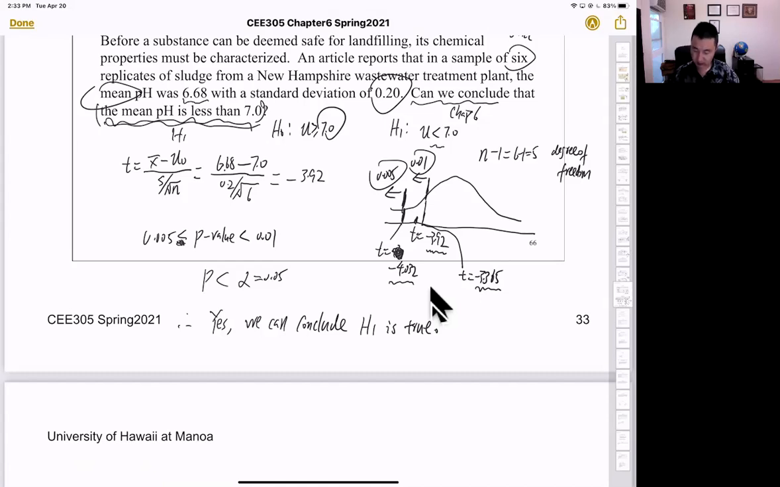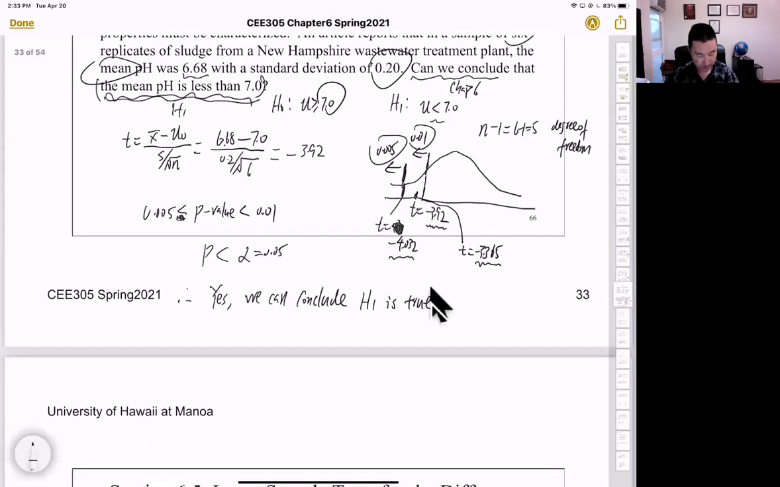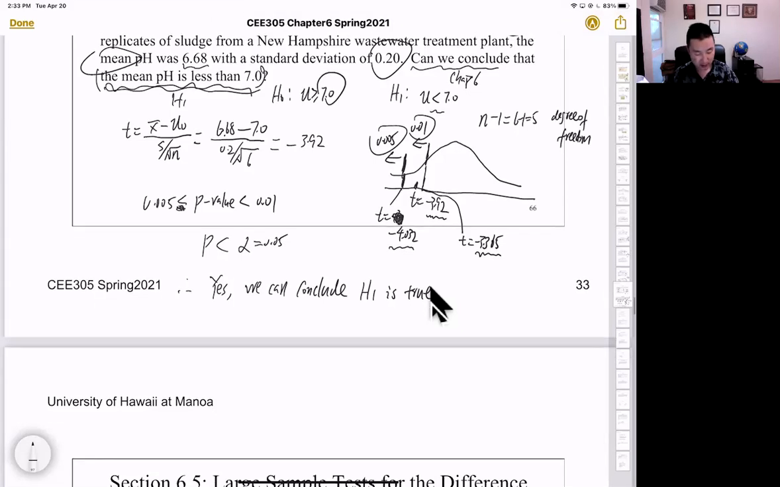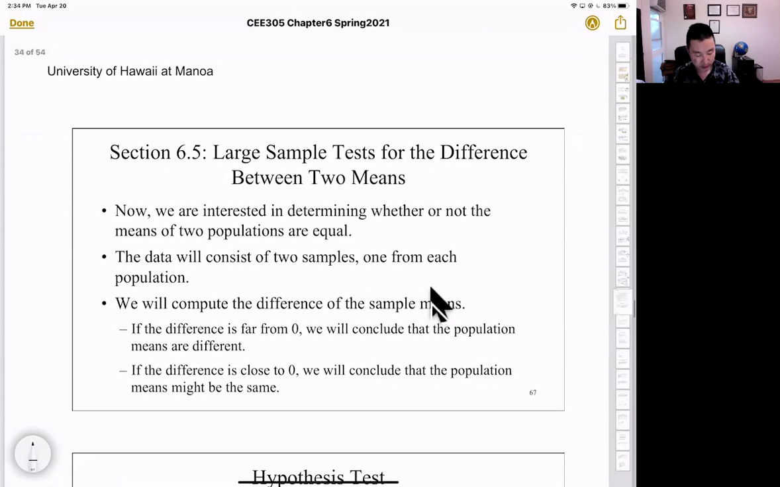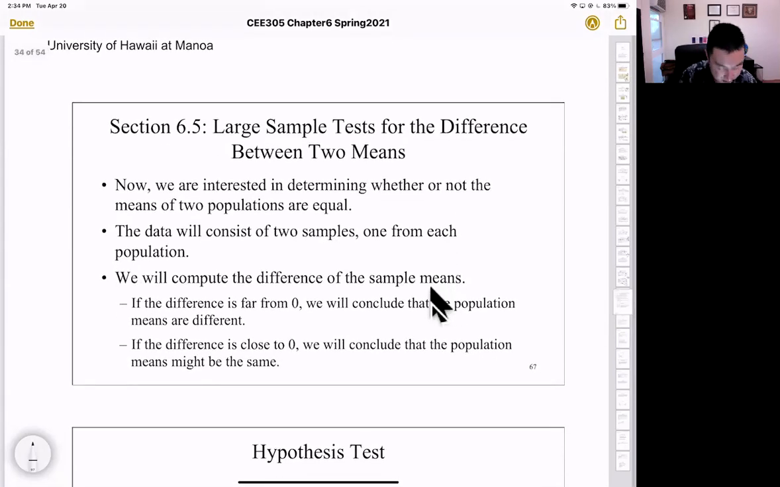So this is the small sample test for population mean. We use Student's t distribution when sigma is unknown. The next situation is the large sample test for the difference between two means. In chapter 5, confidence interval, we also have a confidence interval for large samples for the difference between two means. So same situation here.